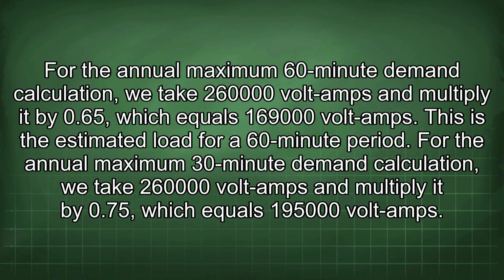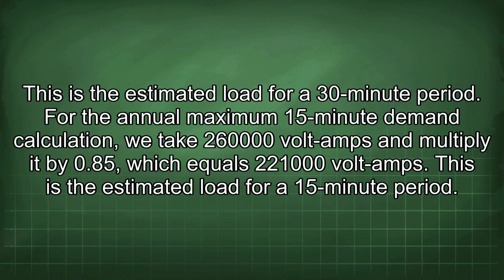For the annual maximum 30-minute demand calculation, we take 260,000 volt-amps and multiply it by 0.75, which equals 195,000 volt-amps. This is the estimated load for a 30-minute period. For the annual maximum 15-minute demand calculation, we take 260,000 volt-amps and multiply it by 0.85, which equals 221,000 volt-amps. This is the estimated load for a 15-minute period.